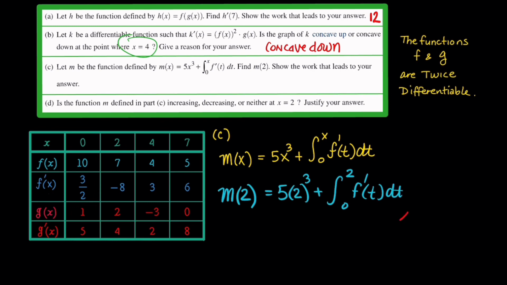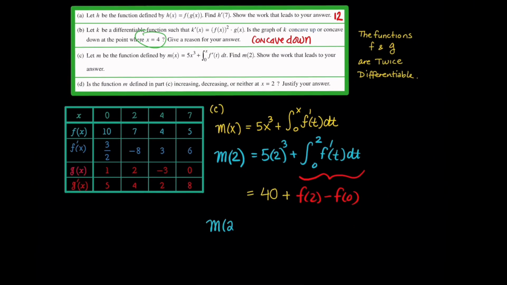Okay, so what we can realize is that this is merely, by the fundamental theorem of calculus, f of 2 minus f of 0 for the integral. So we get 40 plus, and using the table of values, 7 minus 10 gives us 37. So the value of m of 2 is 37.